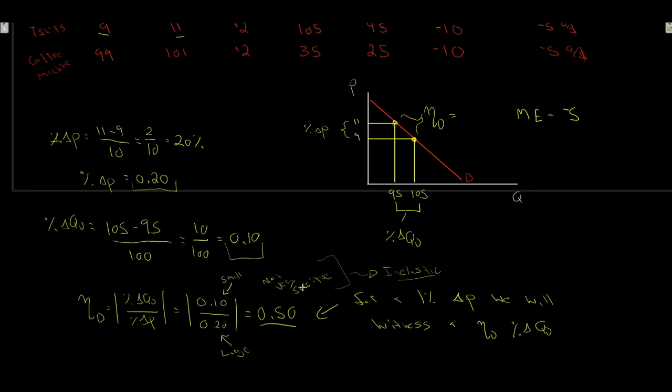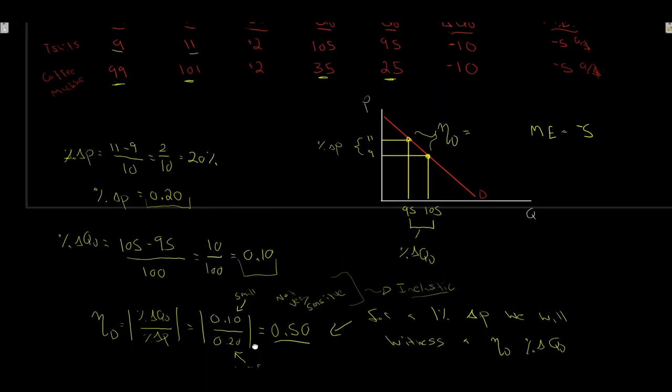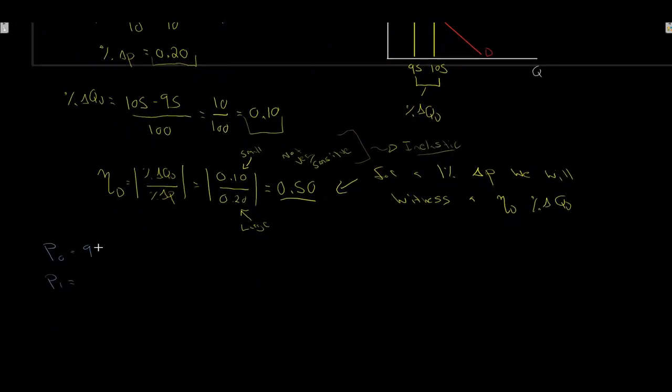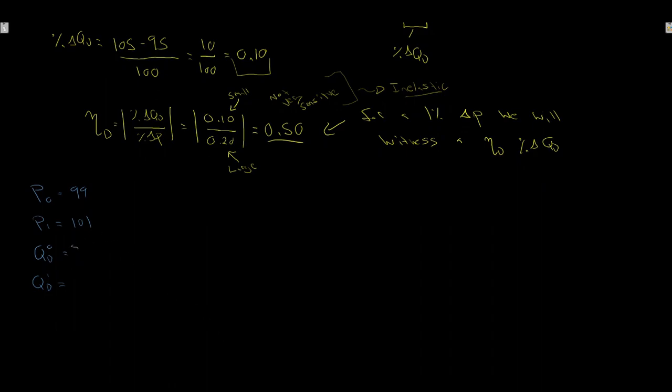What about our coffee machines? Let's take a look at what's happening with our coffee machines. In this case, we have price of 99 to 101, and we have coffee machines from 35 down to 25. I'm just carrying forward the information so we can look at that. Price went up, quantity went down from 35 to 25. Okay, let's work out our percent change in quantity demanded first.